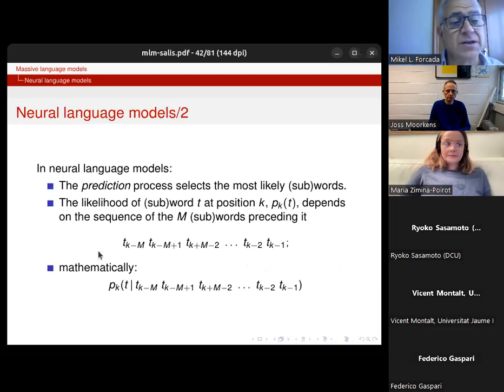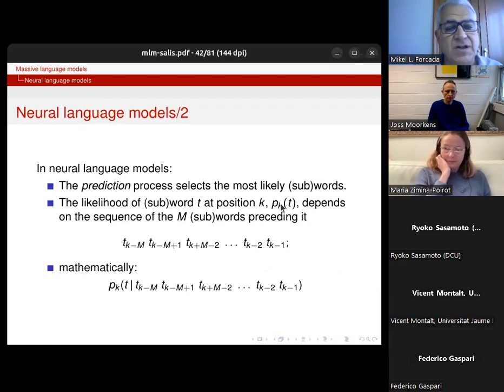So in neural language models, this prediction process selects the most likely subwords. When you use them, you just select the most likely subword or subwords. The likelihood of subword T at position K, so I'm getting this notation a bit involved, but p_k of T, meaning the probability of word T in position K, depends on the words behind it. So this would be word K minus 1, K minus 2, and all the way back to K minus M. Mathematically, we can write this like this.